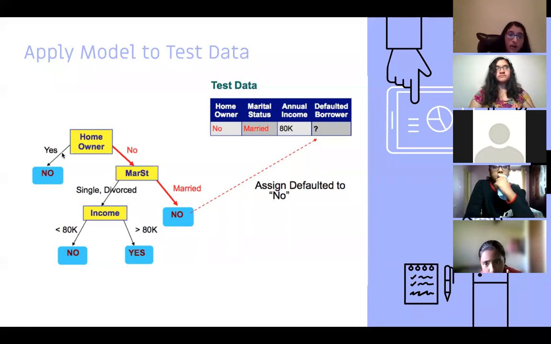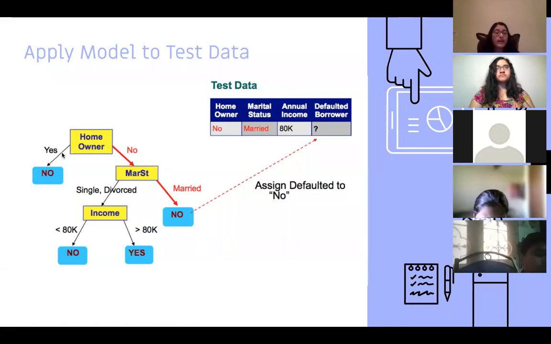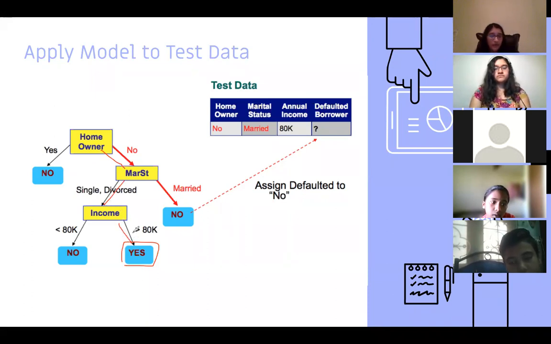But then if they are a homeowner, they're automatically not a defaulted borrower. So like that, you have to see. And then what's the main idea here: if they are a defaulted borrower, the only way they are is if they are not a homeowner, if they are single or divorced, and if they have an income statement over 80K annual income. And so that's the only way that they will be a defaulted borrower.